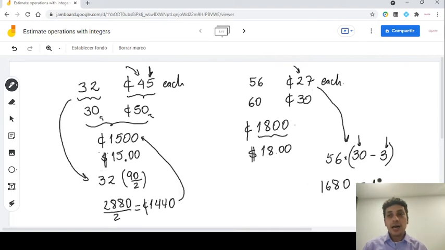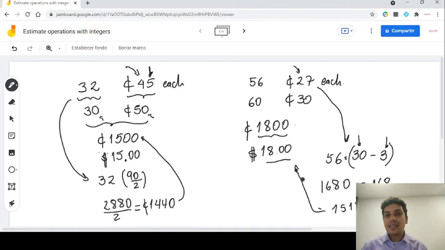1,680 minus 168. 10 minus 8 is 2. 7 minus 6 is 1. 6 minus 1 is 5. And we have 1,512. Look at that, this number is not close to 1,800, but it's around the number, and it's greater than 1,500. Even our operation gets us a number that is not close to 1,800 because of the approximations we did.